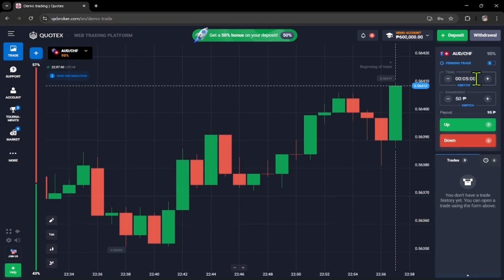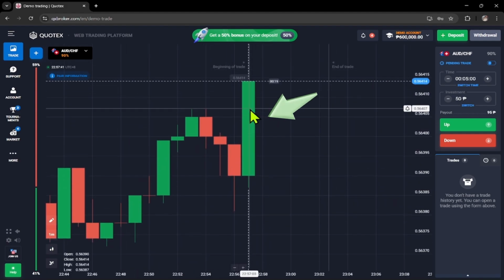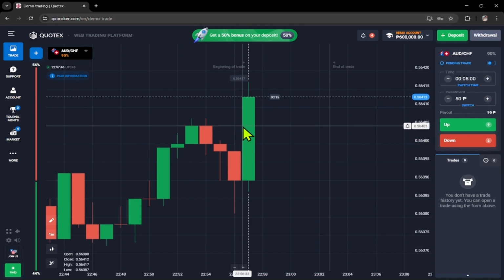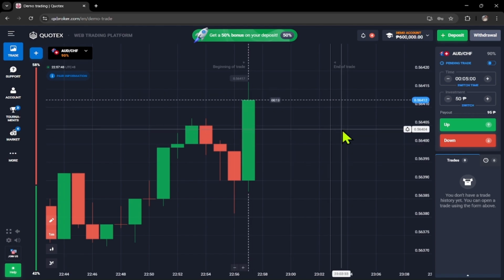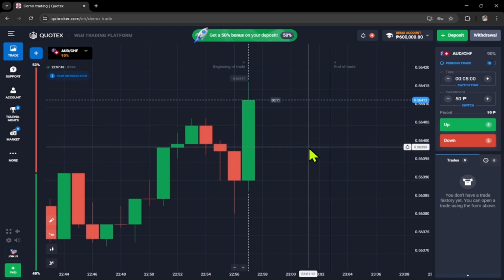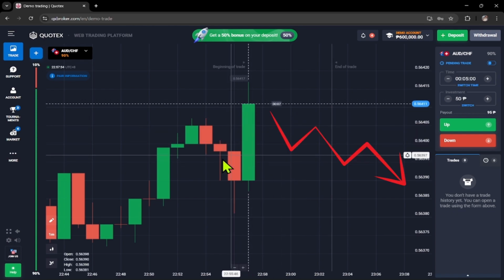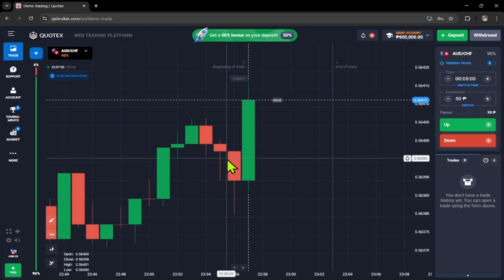The thick part is called the body. It shows the difference between the opening price and the closing price. If the candle is green, price closed higher than it opened. This usually shows buying pressure. If the candle is red, price closed lower than it opened. This usually shows selling pressure.